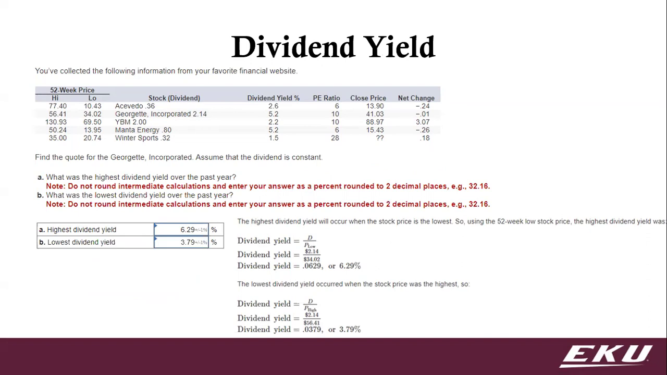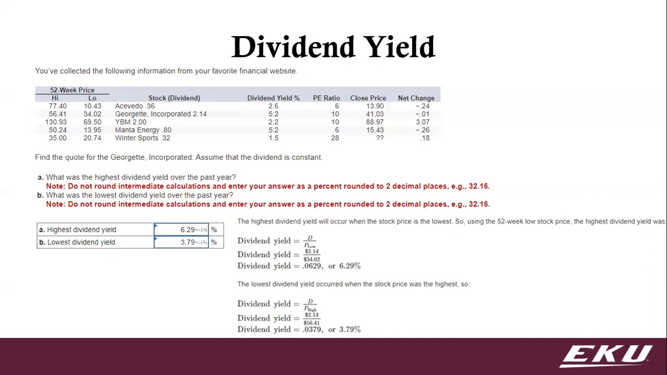So here's another one, do a dividend yield. And they're saying, calculate the highest and lowest dividend yield. Well, the dividend we know what it's going to be, right? We've calculated the dividends before. This is Georgette, so it's the second one down. You see that they just paid $2.14. So I have that. And so what is the highest and lowest dividend yield?